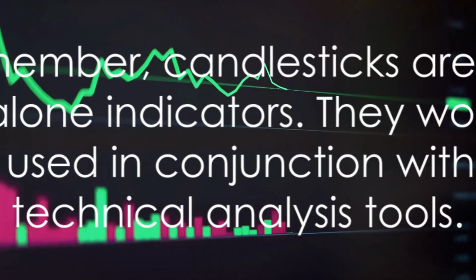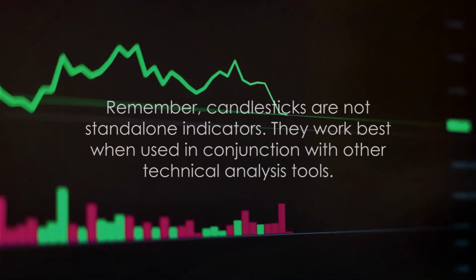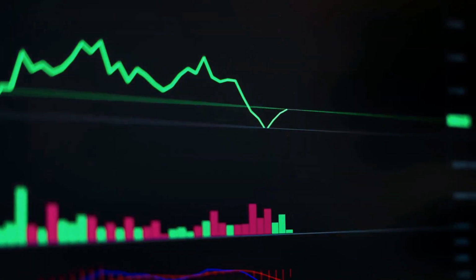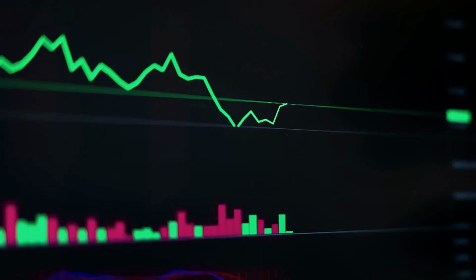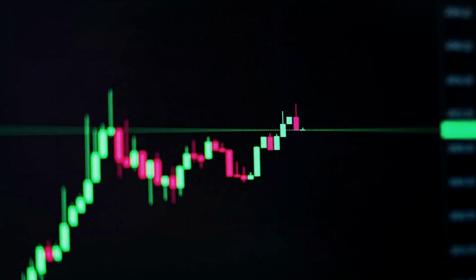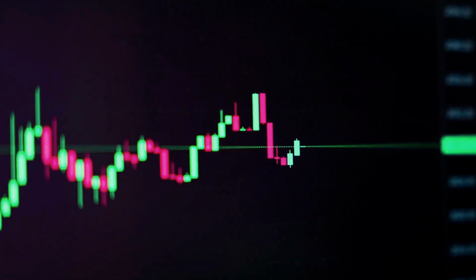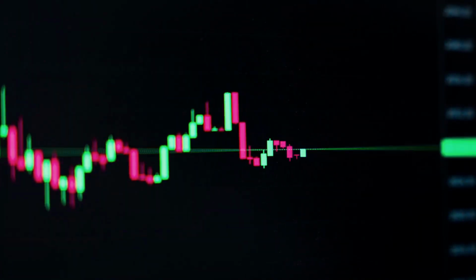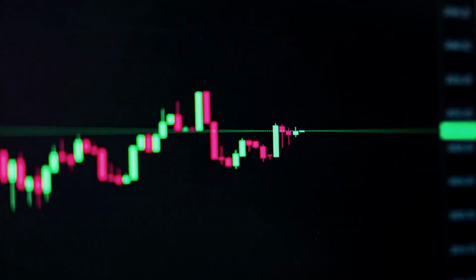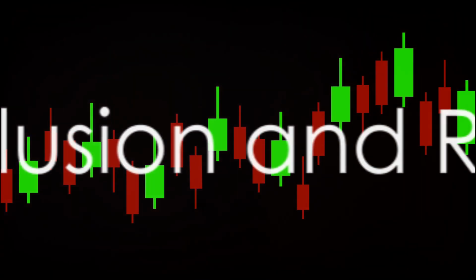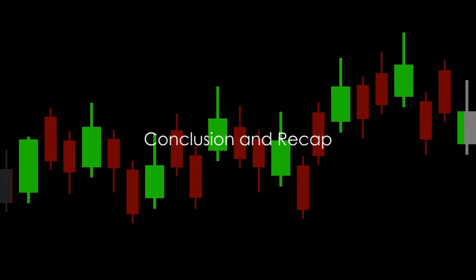Remember, candlestick patterns are like the pieces of a puzzle. They're most effective when combined with other technical analysis tools. So, don't rush. Take your time to analyze and make informed trading decisions. Remember, candlesticks are not standalone indicators. They work best when used in conjunction with other technical analysis tools. So, that's a quick run-through on trading candlesticks.